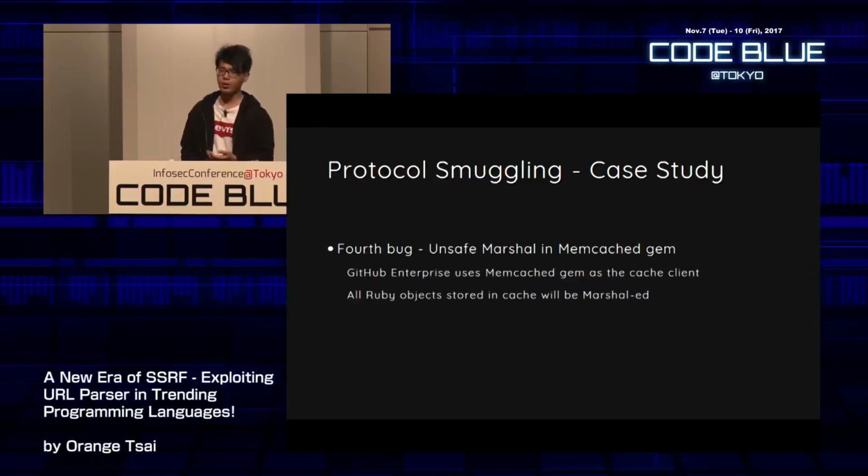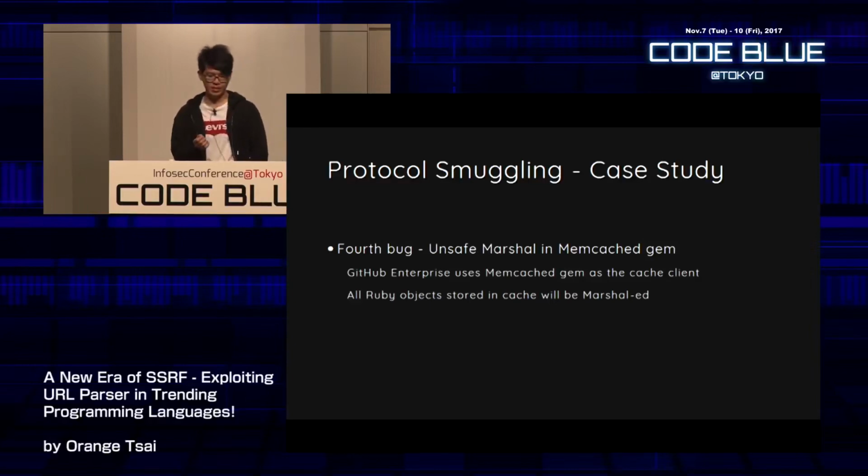However, the next problem is, what protocol did I choose to smuggle? I spent lots of time to find out what vulnerabilities can be triggered if I can control the Redis or main cache. While reviewing the source code, I'm curious about why GitHub can store Ruby objects in main cache.